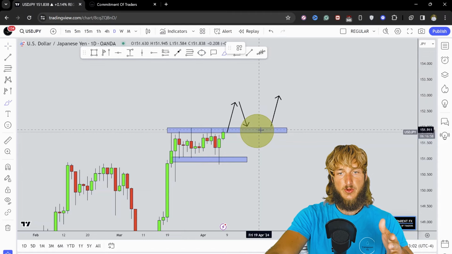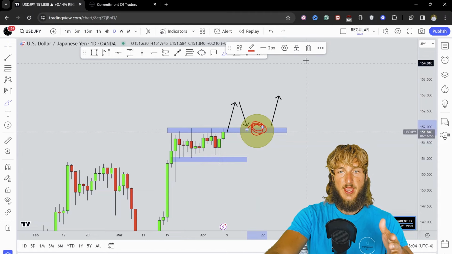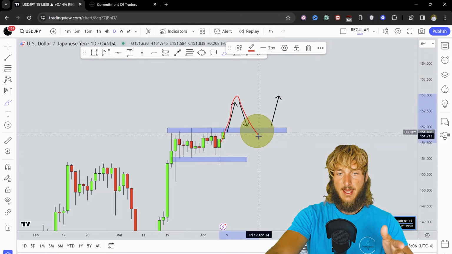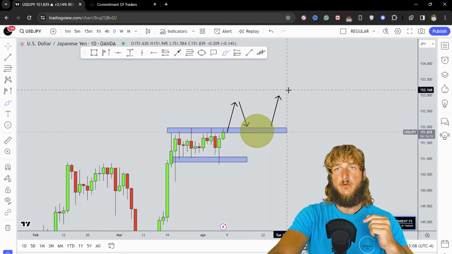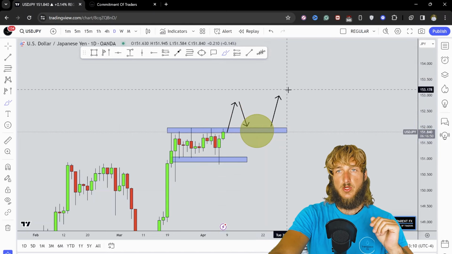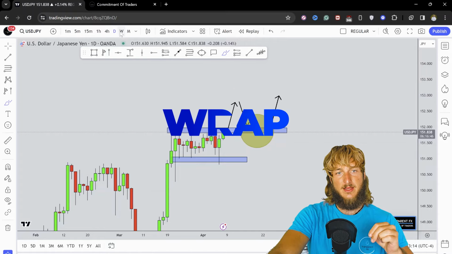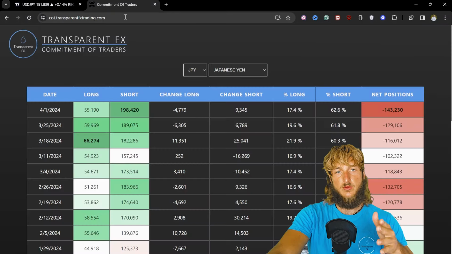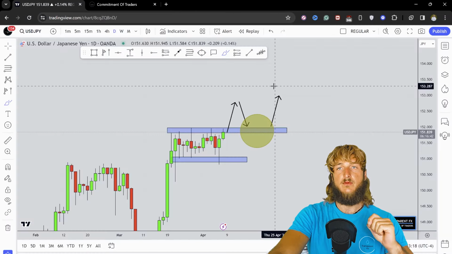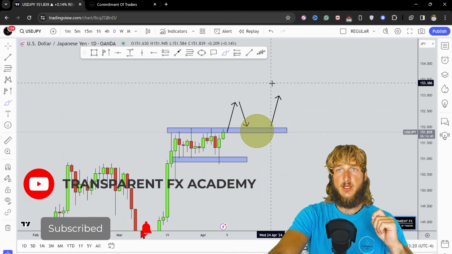So this zone here is a quite interesting area if we get this break and retest. So if we get a break and retest, what would I expect in a situation like this? Well, as usual, trading is reactive and not predictive. The monthly, weekly, and daily timeframes combined with the COT data, those are the best timeframes when it comes to the directional aspect of the market.